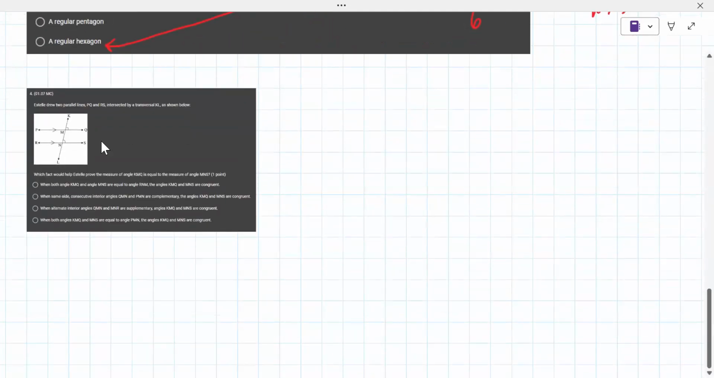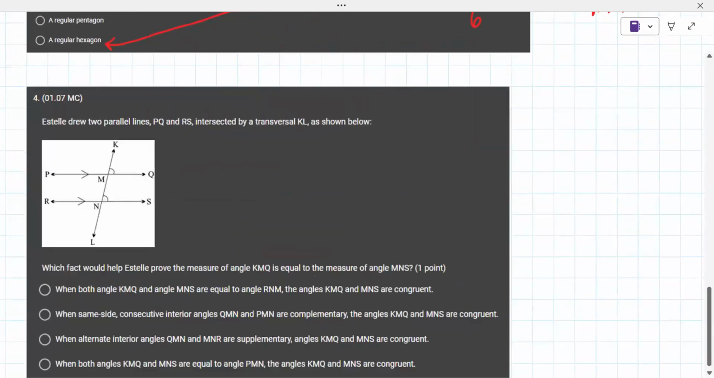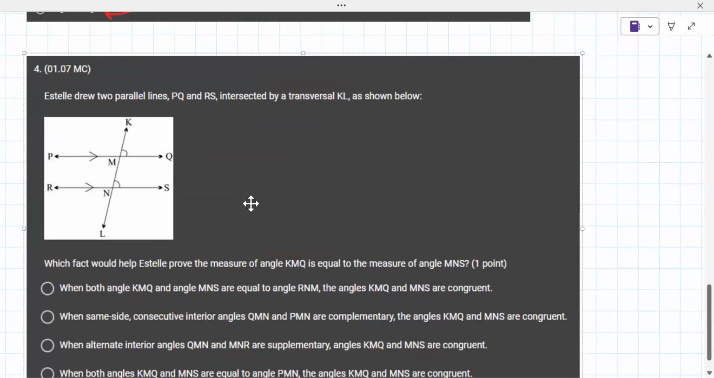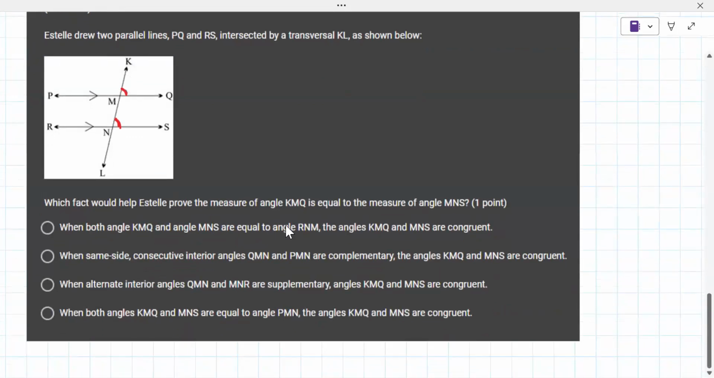Okay, so let's go on to the next one here. Stell draws 2 parallel lines, PQ and RS, intersected by transversal KL. Which fact would help prove the measure of angle KMQ is equal to the measure of angle MNS? So basically this angle right here is congruent to this angle right here. That's what you have to decide here. Like, what are they? There are certain words we're looking at. Are they consecutive interior? Are they alternate interior?